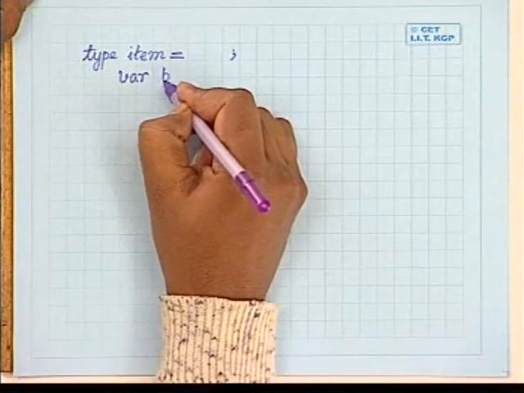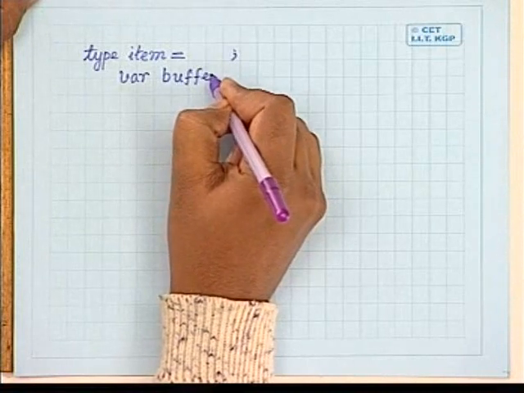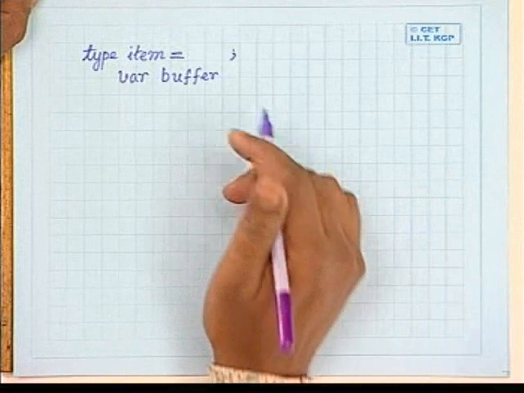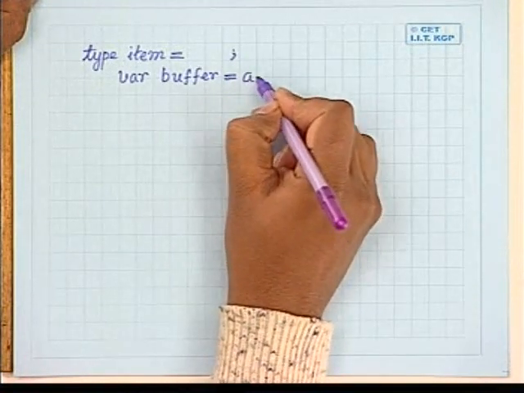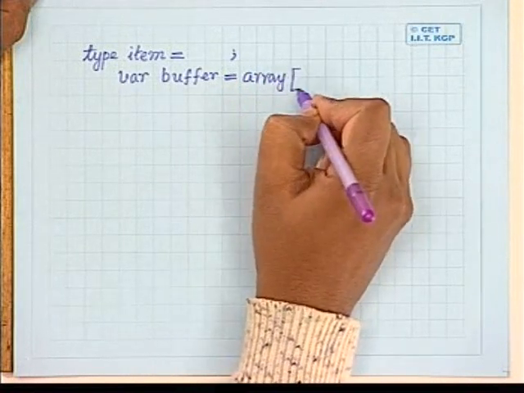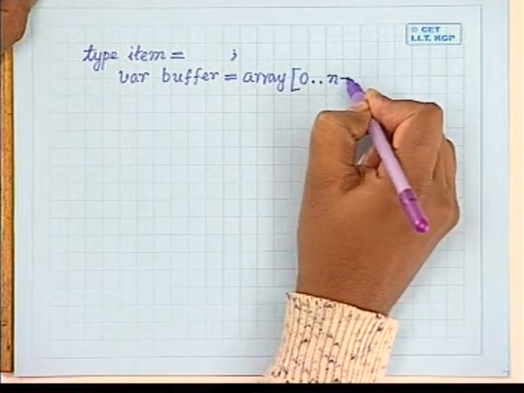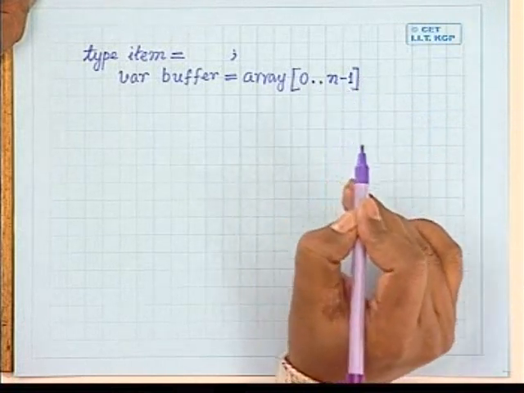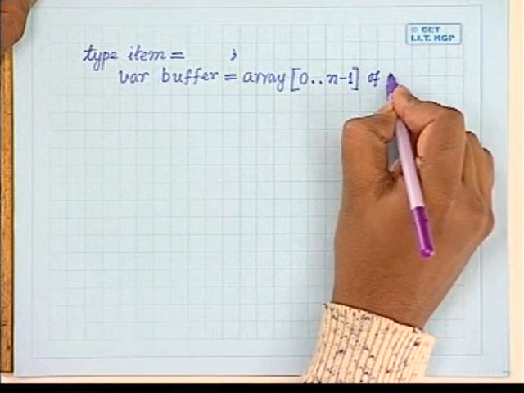we have to have a buffer, and we assume that it's a buffer having n number of locations. So we'll declare this buffer as an array of 0 to n minus 1. So 0 to n minus 1, total n number of locations, of type item.